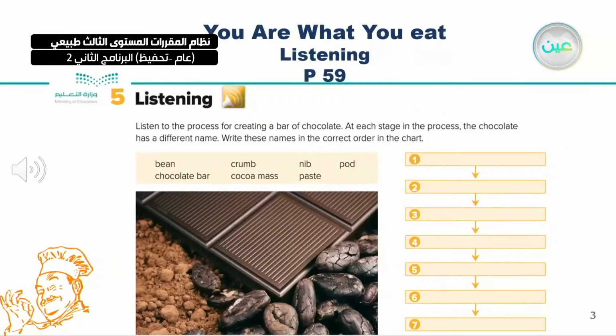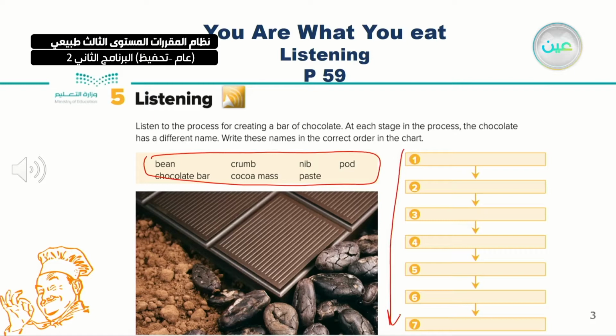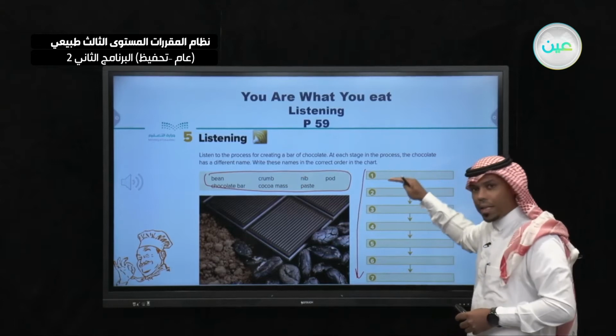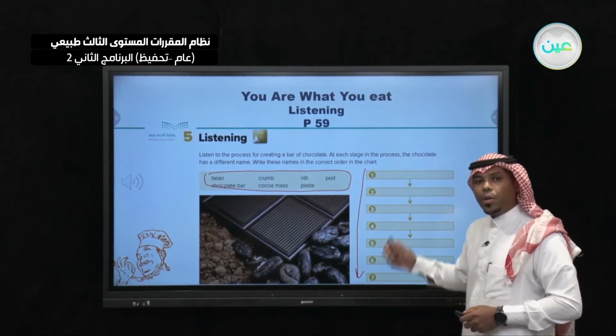Number 5, listening. Listen to the process of creating a bar of chocolate. At each stage in the process, the chocolate has a different name. Write these seven names in the correct order in the chart. Here it's sorted randomly, but now I want you to write the correct order while you are listening.